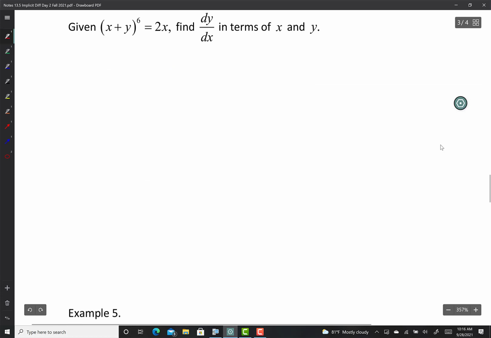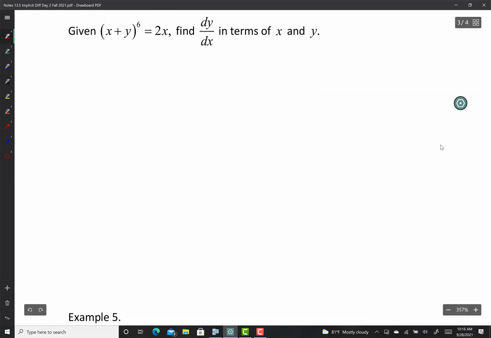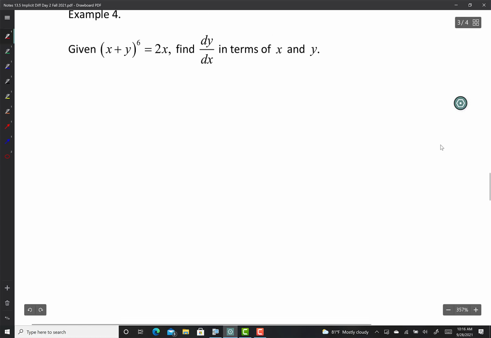This just wants dy/dx in terms of x and y. So don't let it trick you, guys. It just says take the derivative implicitly. You're going to have x's and you're going to have y's. That's all. So here we go. Oh yeah, this only has x's and y's. Ready for the derivative?